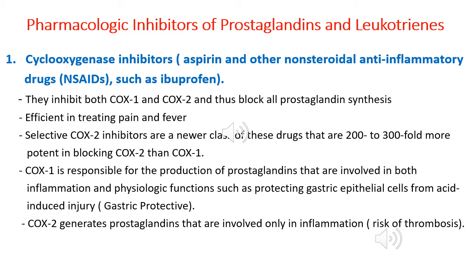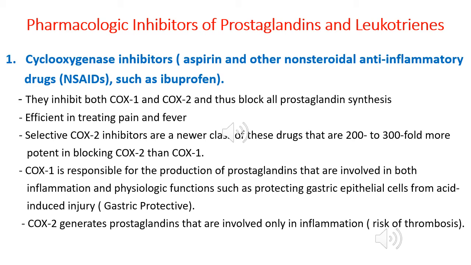However, selective COX-2 inhibitors are a newer class of these drugs that are 200 to 300-fold more potent in blocking COX-2 than COX-1. And this is important because COX-1 is responsible for the production of prostaglandin. The prostaglandin is involved both in inflammation and in physiological functions, such as protecting gastric epithelial cells from acid-induced injury. So it has a gastric protective role.